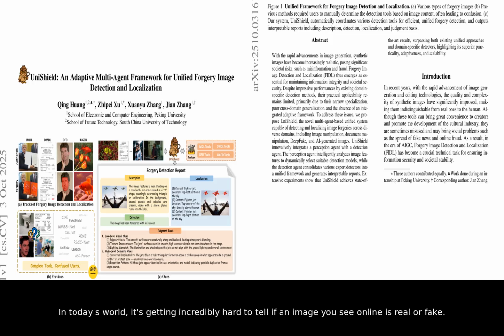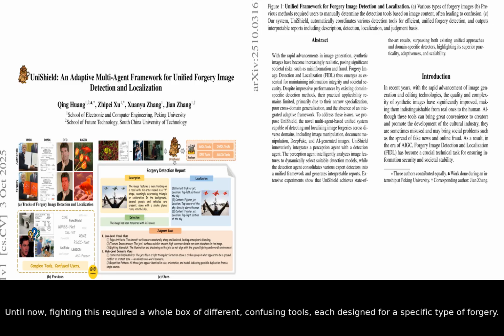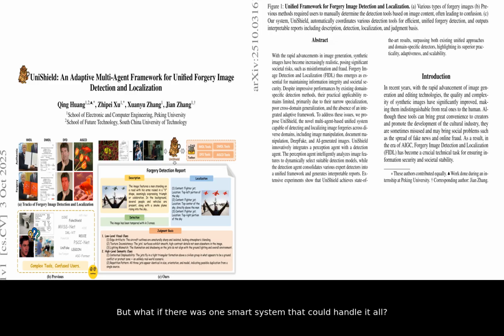In today's world, it's getting incredibly hard to tell if an image you see online is real or fake. From AI-generated art to subtle photo manipulations, the line between reality and fiction is blurring more every day. This creates huge problems, like the spread of misinformation and online fraud. Until now, fighting this required a whole box of different, confusing tools, each designed for a specific type of forgery. But what if there was one smart system that could handle it all?